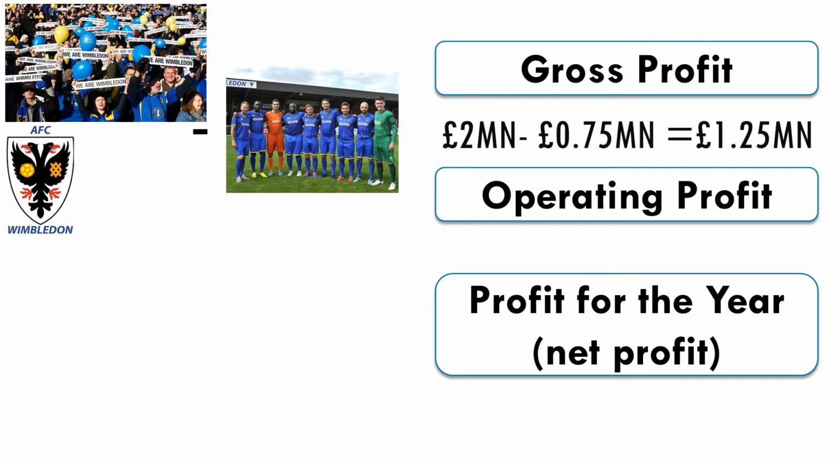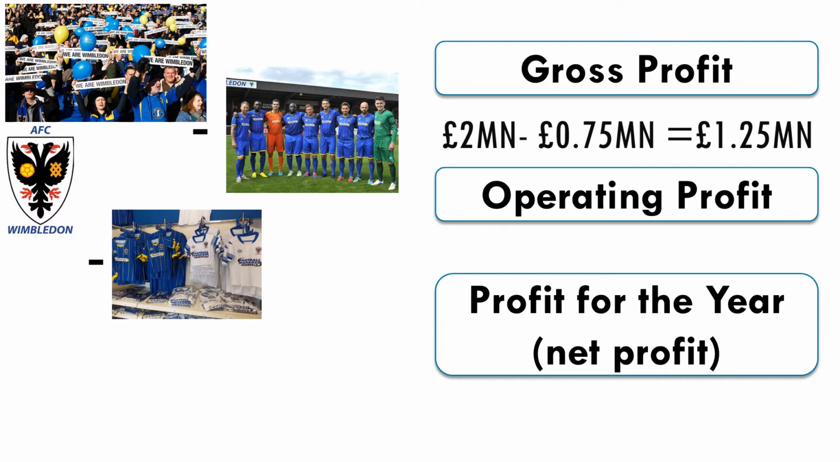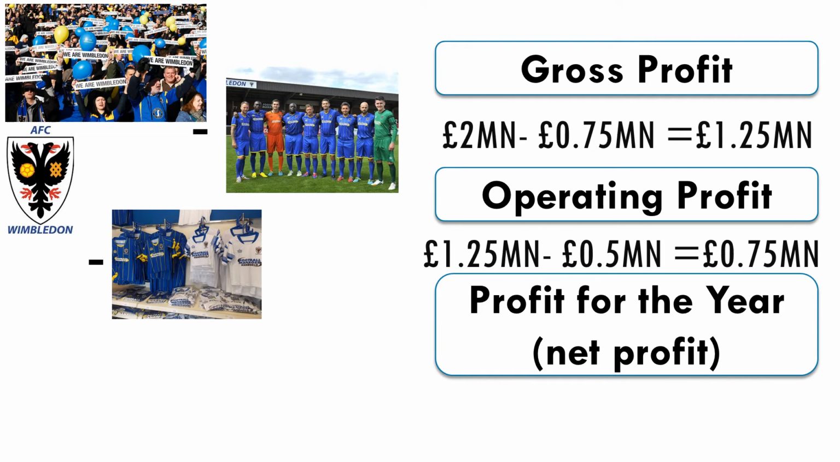Now, a football club might well have some other costs, perhaps some staff who work in the shop selling merchandise. There might be a number of indirect costs that the business pays out. These are not the direct costs of providing the service, but there are other costs that the business would have to pay out in order to function. So let's imagine that the indirect costs are £500,000, and therefore our operating profit would be the gross profit of 1.25 million, take off our extra indirect costs that we require to run the business to give us an operating profit of 0.75 million.